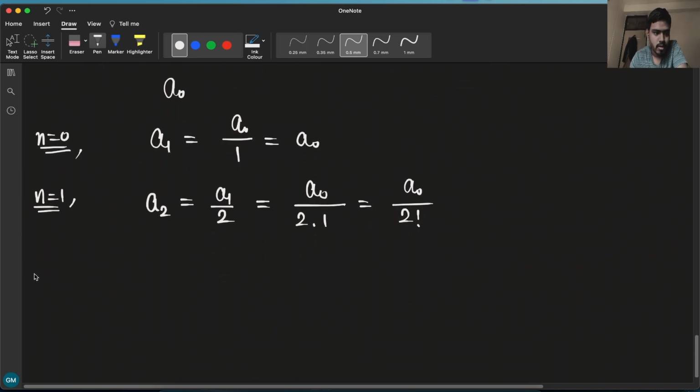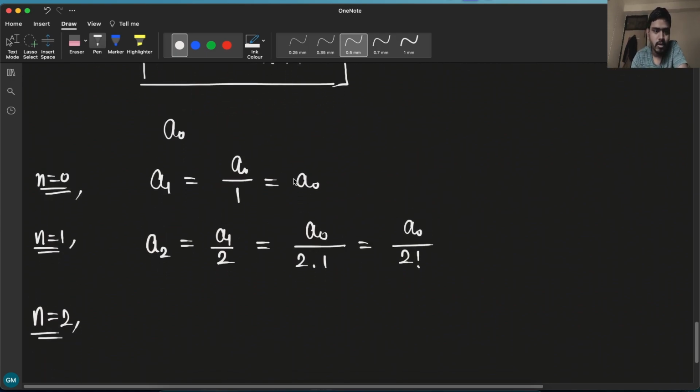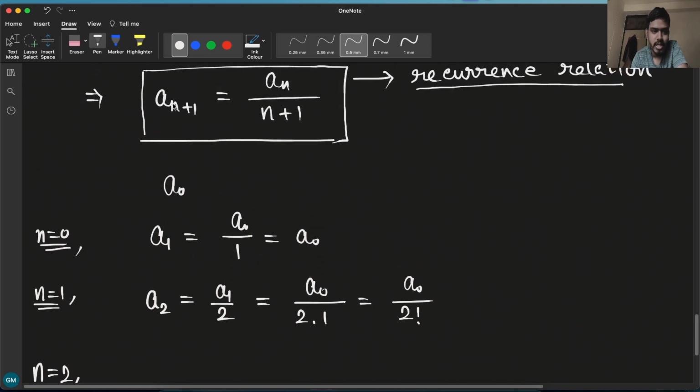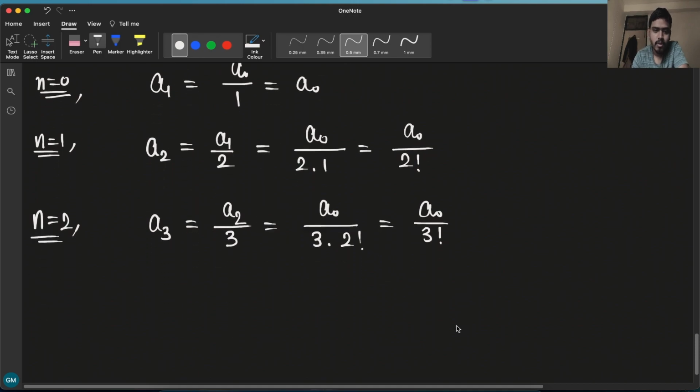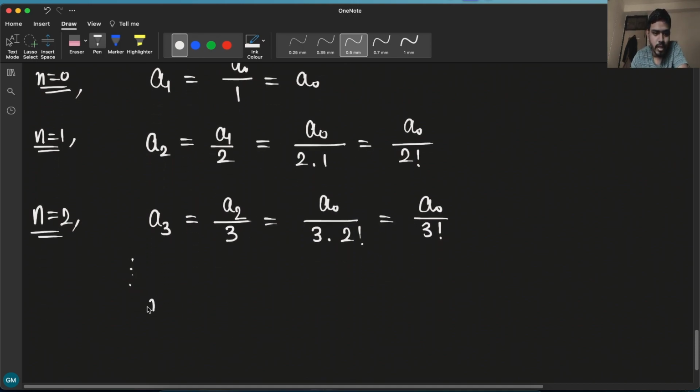Now let's put n equals 2 in the recurrence relation. So if I put n equals 2, I will get a3 equals a2 by 3. We know that a2 is a0 by 2 factorial, so it is a0 by 3 times 2 factorial, which is nothing but 3 factorial. So dot dot dot, we can write that a_n will be a0 by n factorial, following this pattern.